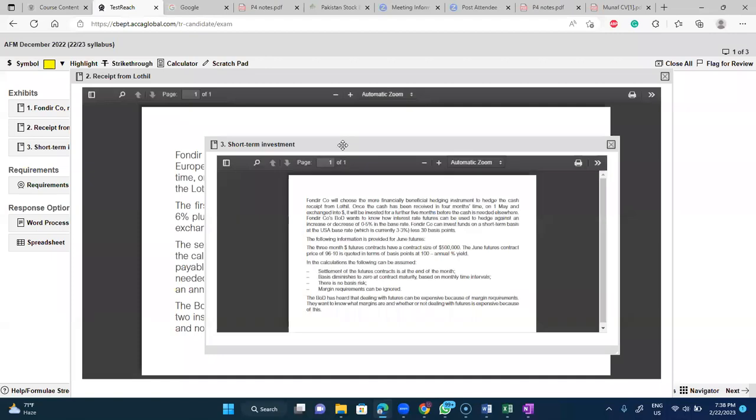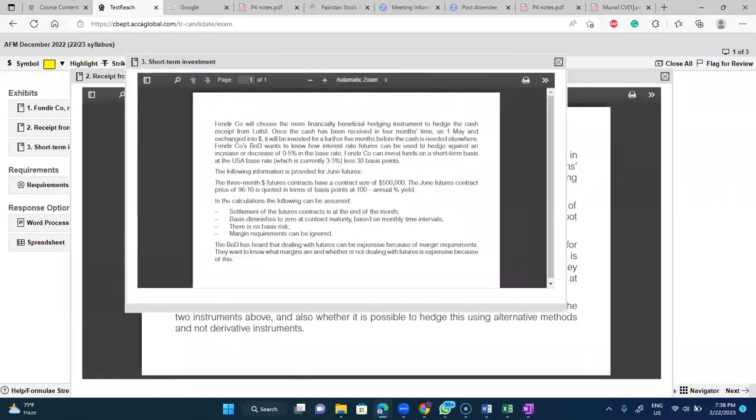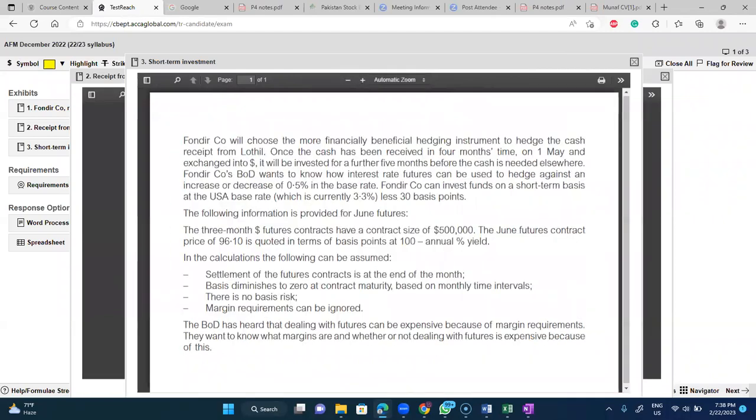And the last one is about interest rate risk management. Fondir company will choose the more financially beneficial hedging instrument to hedge the cash receipt from Lothal. Once the cash has been received in 4 months time and exchanged into dollars, it will be invested for a further 5 months. So you will invest after 4 months for a period of 5 months.